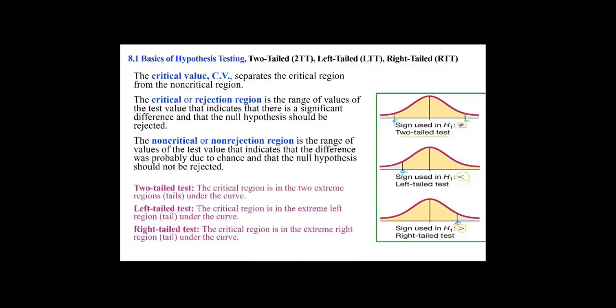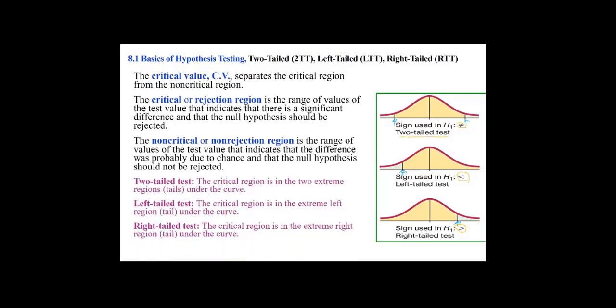And finally, two-tailed test: the critical region is in the two extreme regions, tails, under the curve. Left-tailed test: the critical region is in the extreme left region, tail, under the curve. Right-tailed test: the critical region is the extreme right region, tail, under the curve. What do we mean by that? Look at the first one, a two-tailed test. Left and right, those tails that are shaded in blue are critical regions. That means when we go through the process, if the test statistic ends up being in one of those regions, we reject H0.